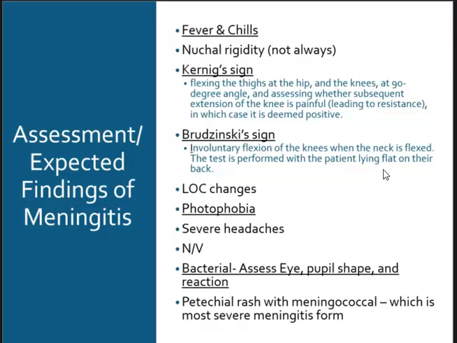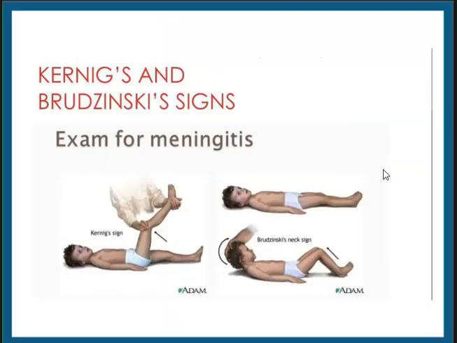We can also assess for level of consciousness changes, photophobia, so being sensitive to light, severe headaches, nausea, vomiting. If it is bacterial, you're going to assess the eye, pupil shape, and reaction. They could have a petechial rash. That is typically with your severe meningitis.